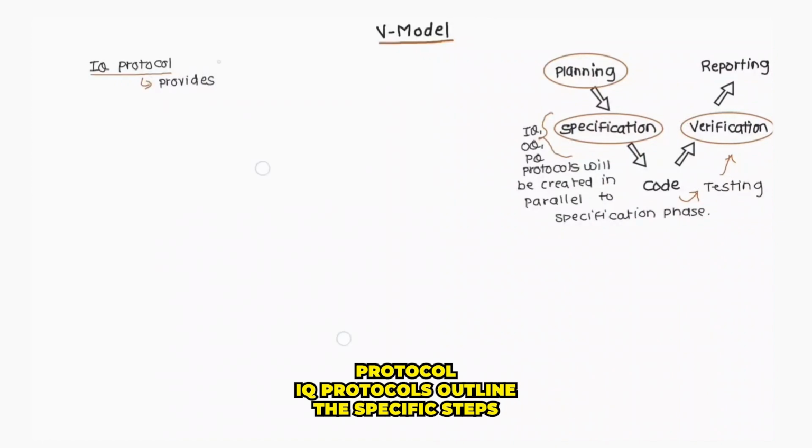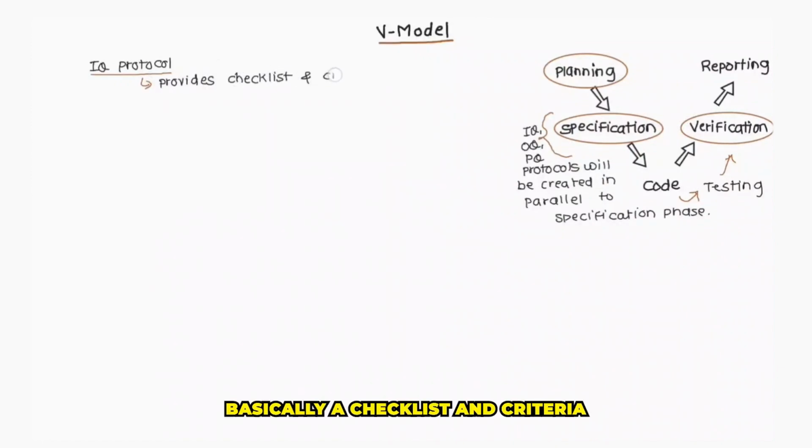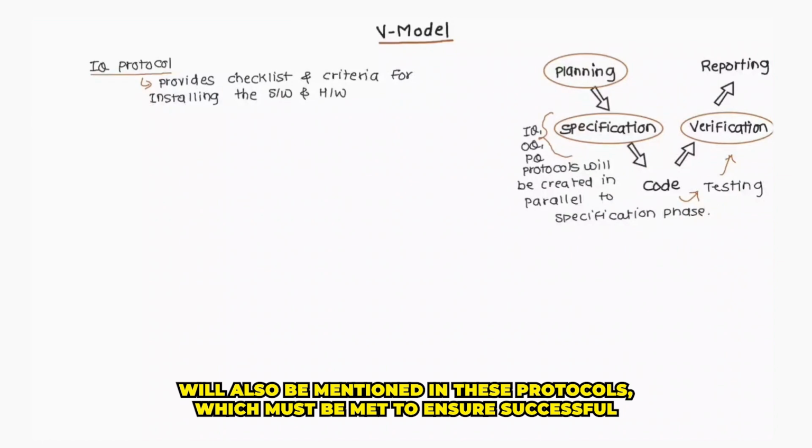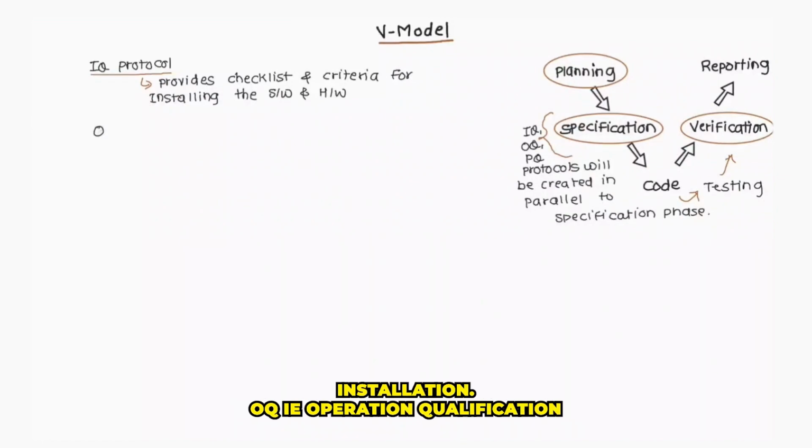The IQ protocol outlines the specific steps, basically a checklist and criteria, for installing the software and hardware in the intended environment. Acceptance criteria will also be mentioned in these protocols, which must be met to ensure successful installation.